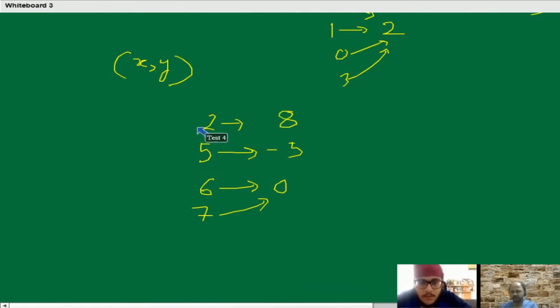So if we compare these x values as 4 different people, and these y values as their birthdays, 2 can have a birthday on this date, 5 can have a birthday on this date, right? Yes, sir. 6 and 7 can have the same birthday, isn't it? Yes, sir. So will it represent a function? No, sir. Okay, why not?